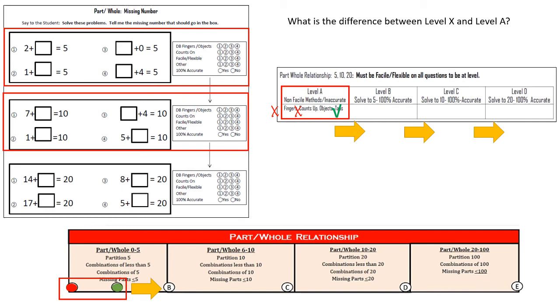Now remember, the rest of this assessment too is if they're able to get through 5, they're 100% accurate and they're facile flexible, then you would go ahead and go to the next part with 10. And then after that, you would go to 20 and so on. So remember too, and we're going to get into the instructional part on the next slide, if a student scores 100% accurate and facile for level B, you'd go to instructional C. And if they're able to do 10, you'd go to level D and so on.